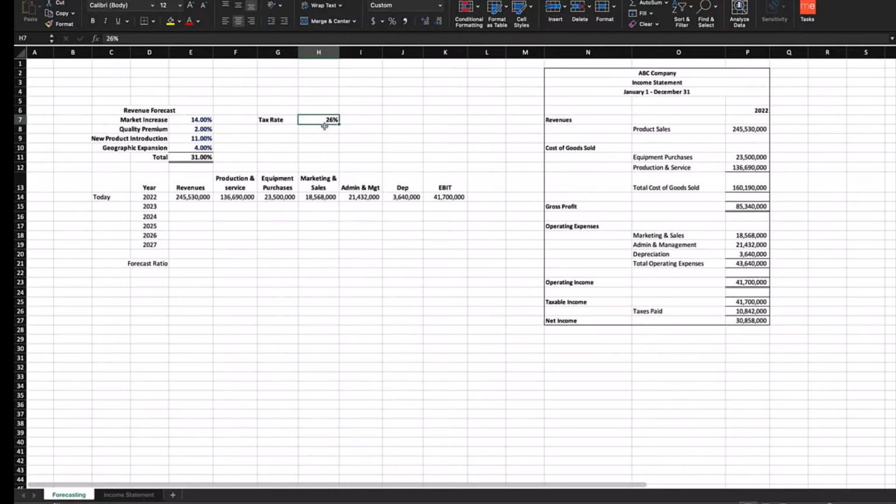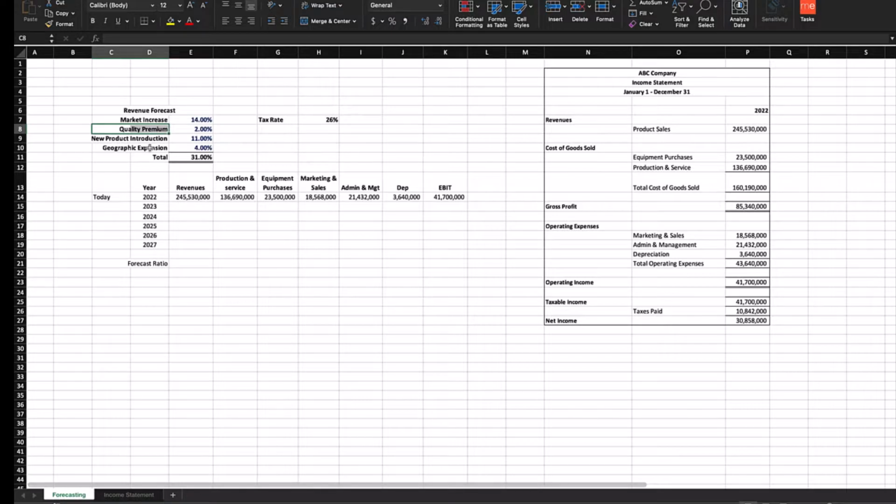So we're given a corporate tax rate of 26%. This is average. This is what it is with the flat tax rate in this year. This can change. And then we have the market increase. So this is our forecasted revenue. This is based on a whole bunch of assumptions, so that we project that the market will increase. And these are given, by the way.